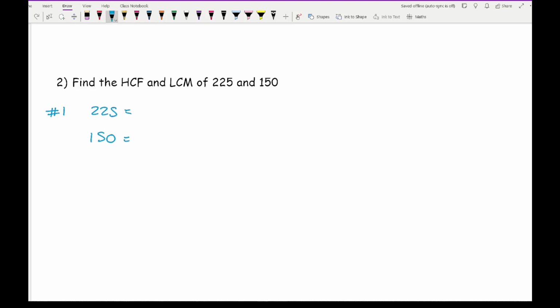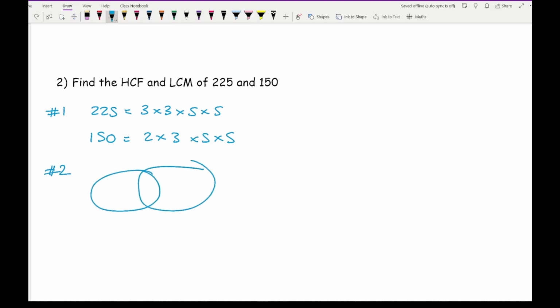Now, if I work out the highest common factor using a factor tree or by using my calculator, and again, it's good practice to be able to do both, I find that 225 is 3 times 3 times 5 times 5, and 150 is going to be 2 times 3 times 5 times 5. So the next thing for me then to do is to draw my Venn diagram. And I label it. So I've got 150 and 225. And again, it really doesn't matter which ones you label which.